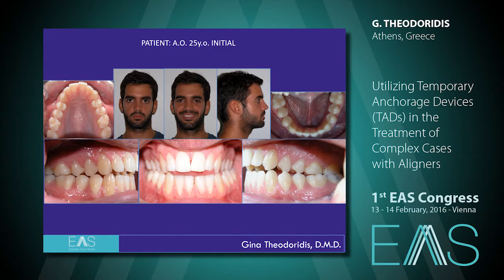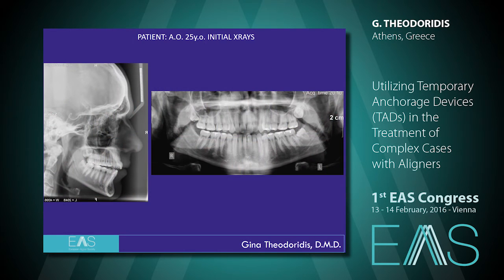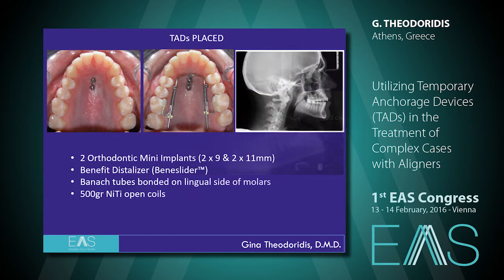So going back to this case, this is Alexandros, 25 years old, with a slight class II relationship on the right side and a very pronounced class II relationship on the left side. It's a full cusp class II with a cross bite at the same time and an open bite. We can see that there was some skeletal component to the open bite and third molars were present in three quadrants. So we decided to proceed with TAD-assisted distalization for this patient, and we used two mini implants that were placed in the anterior palate.